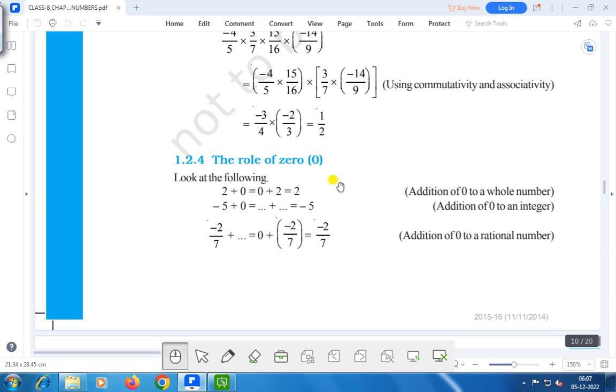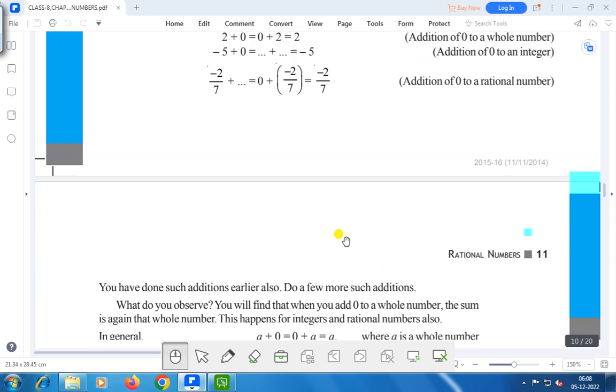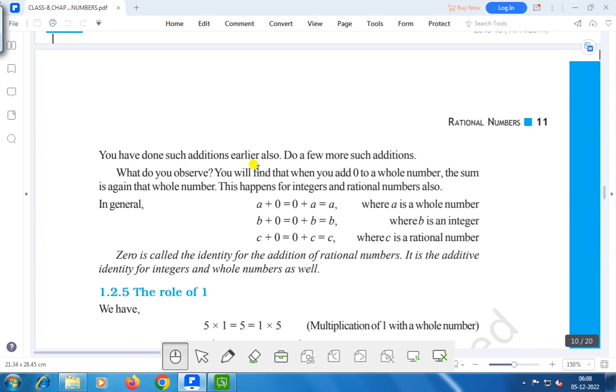Now we'll find the role of 0. Look at the following: 2 plus 0 is equal to 0 plus 2 is equal to 2. Addition of 0 to a whole number. Minus 5 plus 0 is equal to 0 plus minus 5 equal to minus 5. Addition of 0 to an integer. Addition of 0 to a rational number. Minus 2 by 7 plus 0 is equal to 0 plus minus 2 by 7 equal to minus 2 by 7. You have done such additions earlier also.